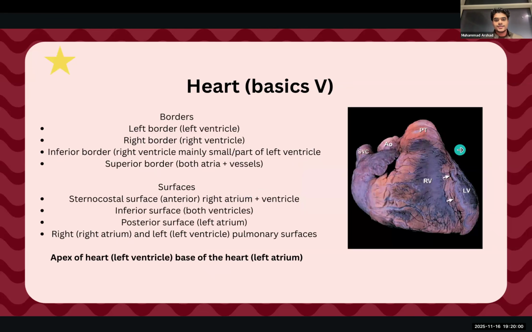Okay, so this is very heavy in memorization, but I'm going to try to use a tool to make this a little bit easier for you guys. But you need to make sure that you memorize both the borders and the surfaces. This isn't necessarily the most OSPE heavy thing, but it can definitely come up in the MCQs.